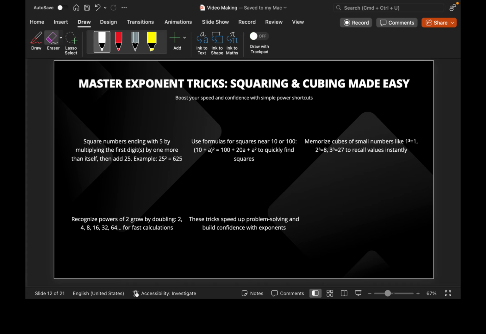These tricks speed up problem solving and build confidence with exponents. This is very important for you to do in your Olympiads, and make sure that you use these tricks.